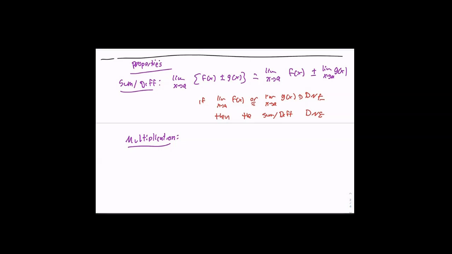The multiplication rule of limits is that the limit as x approaches a of the product of a function, f of x times g of x, is equal to the limit as x approaches a of f of x times the limit as x approaches a of g of x. And this was in one of your Delta Math homework problems on the second set.